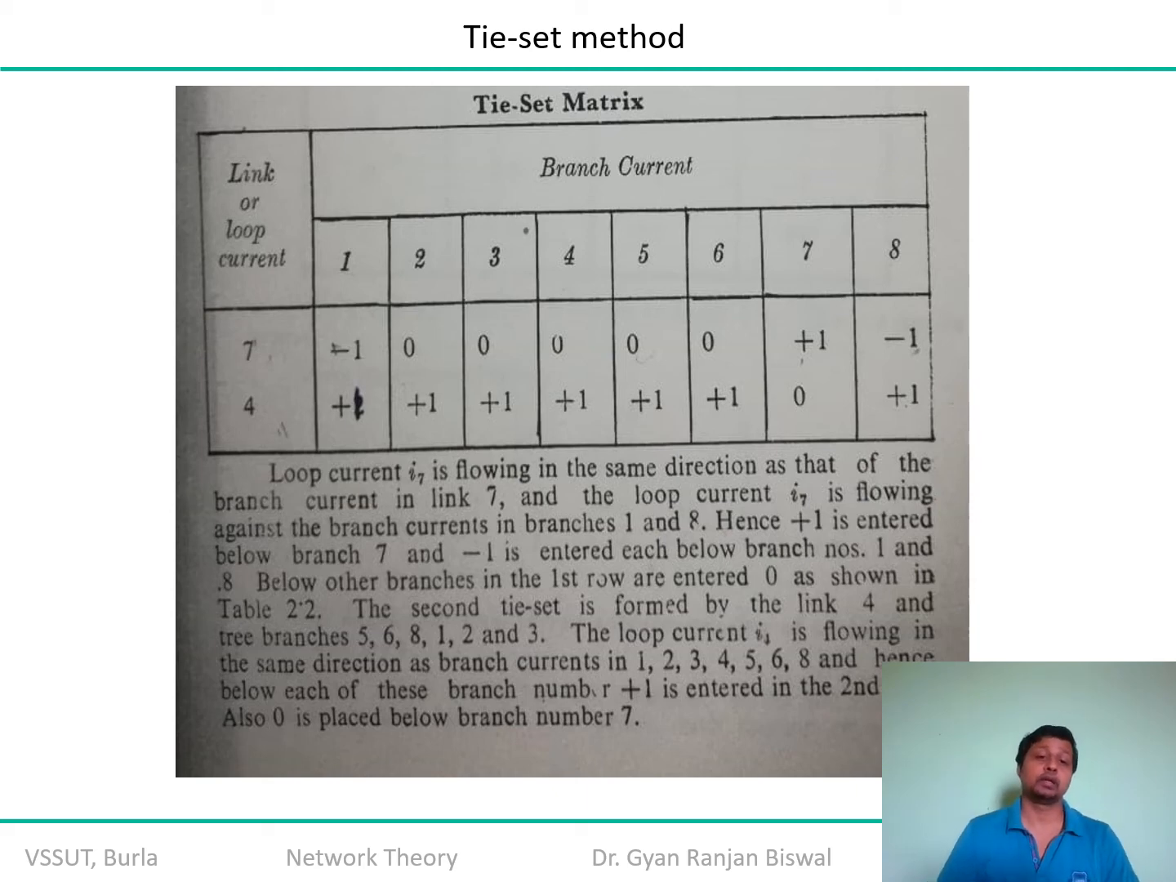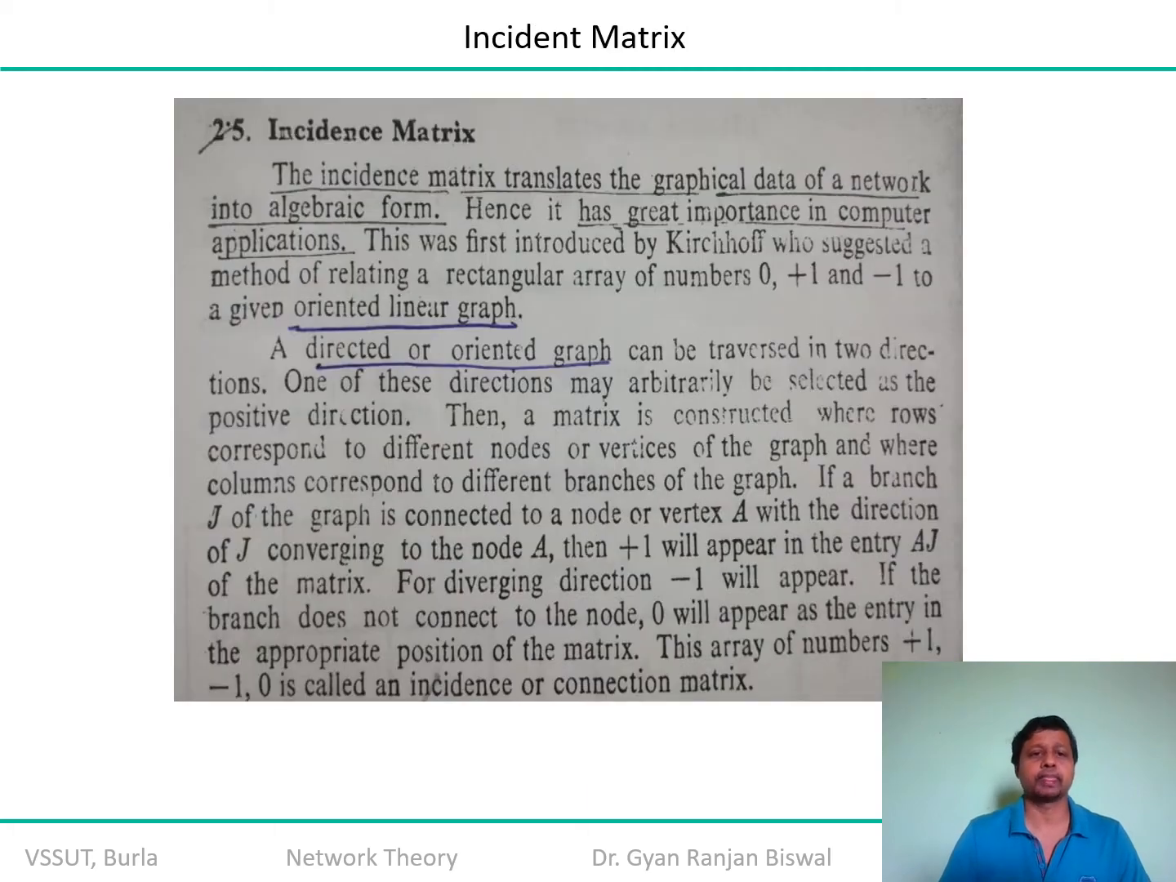As compared to that, consider the loop current 7, that is the link current 7. The links are 4 and 7 because there are only two links, the branches removed from the oriented graph to construct the equivalent tree. If you look at 7, it is in the opposite direction of 1. It is not at all related to branches 2, 3, 4, 5 and 6, so it is replaced by 0. 1 is opposite, so it is replaced by minus 1. 7 is in the same direction, so it is plus 1. And 8 is opposing, so it is minus 1. That's how you can construct the die set matrix.